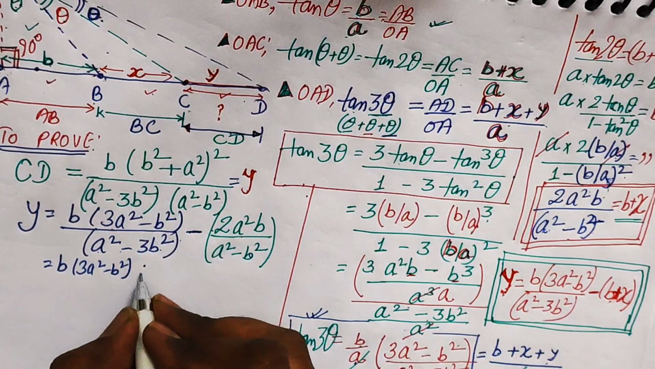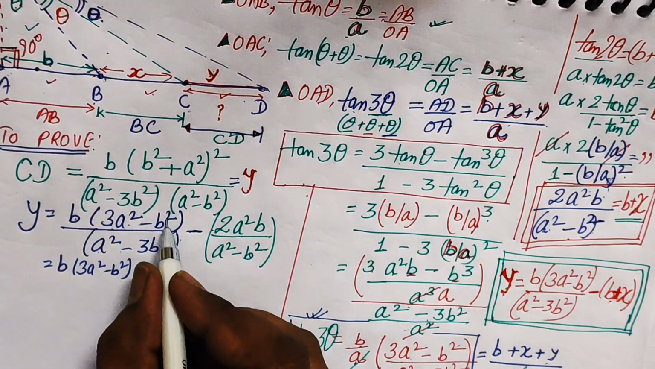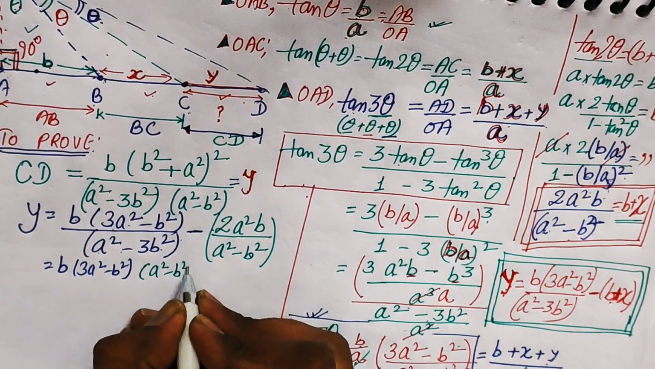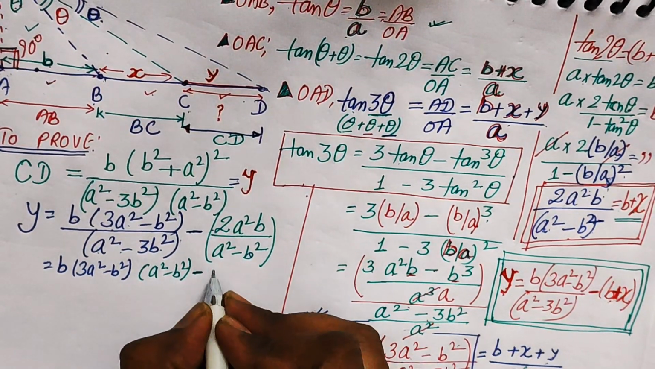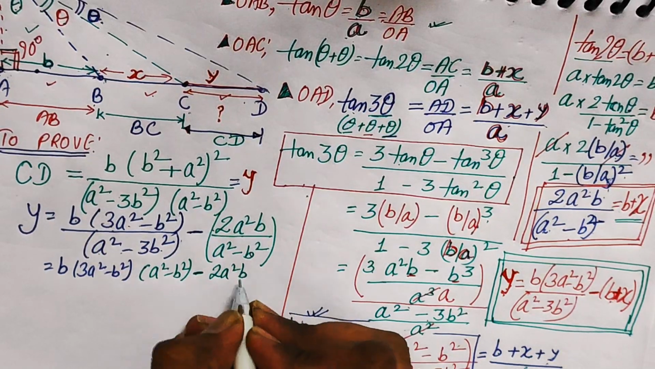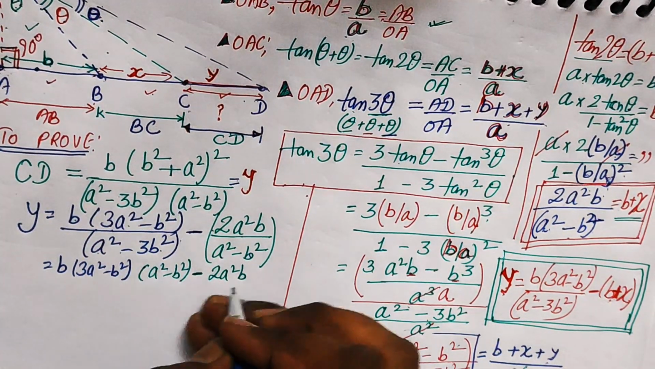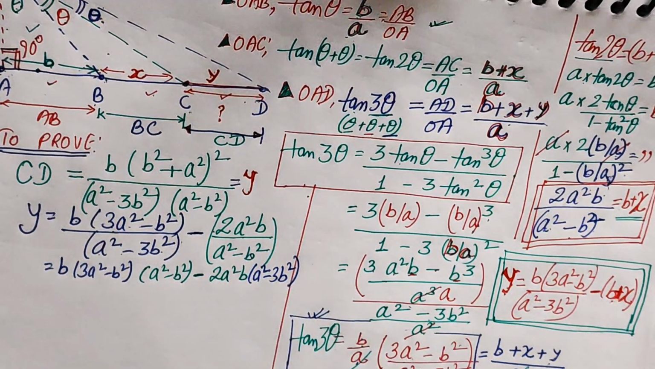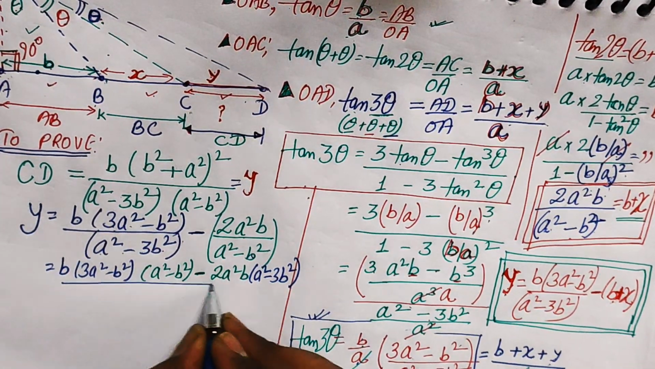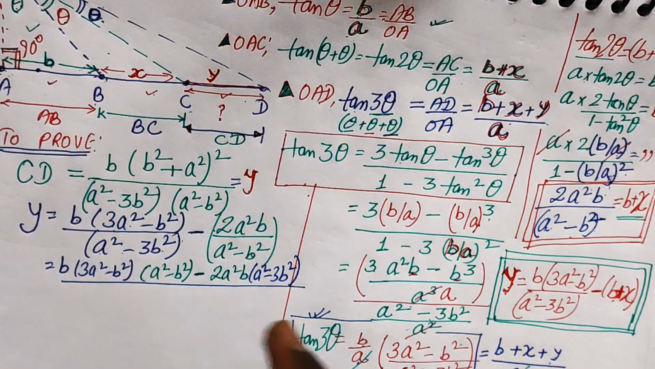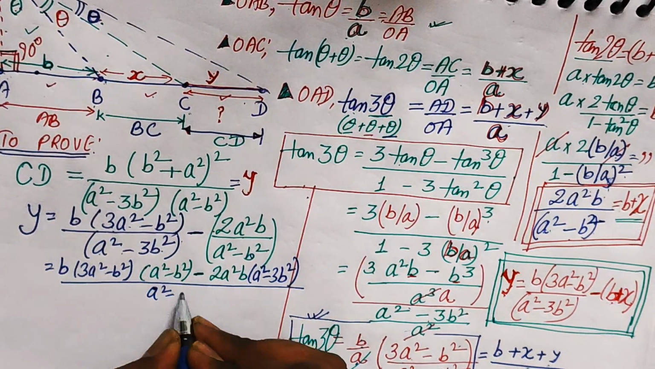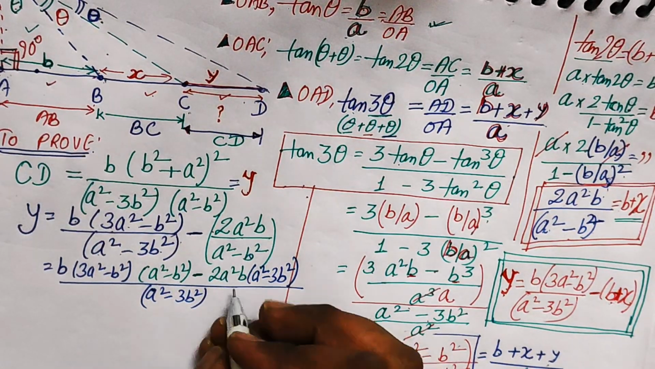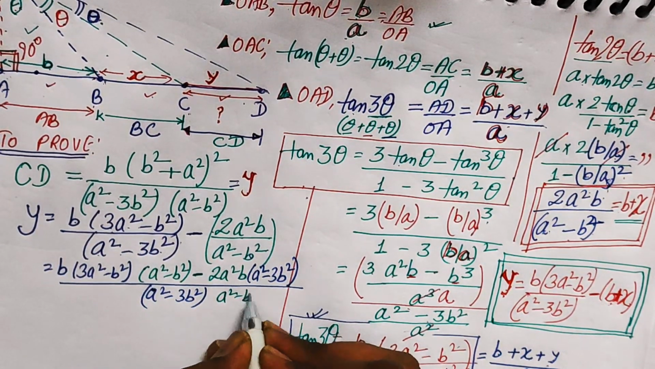And taking the LCM, b times (3a square minus b square) will be multiplied with this (a square minus b square), right? Minus 2a square b into this (a square minus 3b square), right? And into the denominator these two terms, that is a square minus 3b square and this one, a square minus b square.